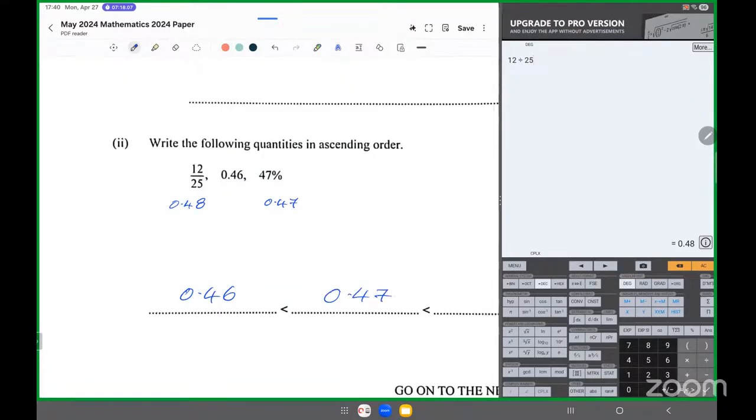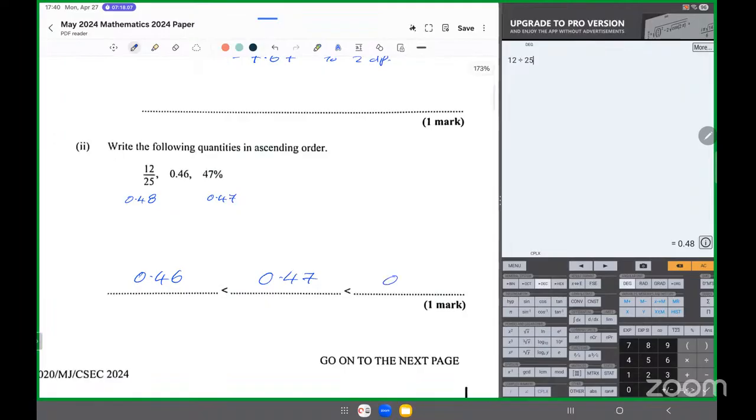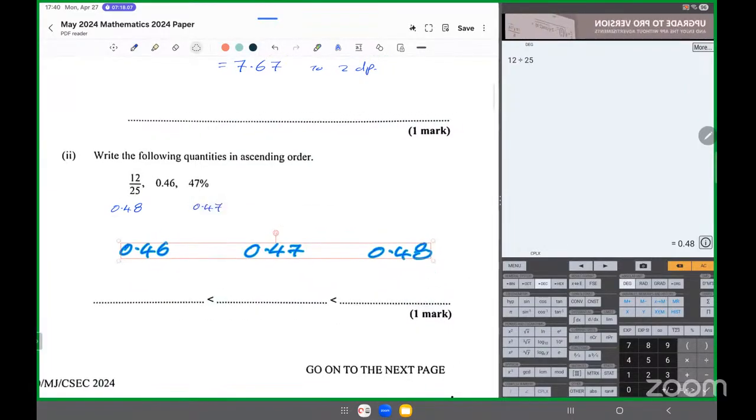Oh, but I want them back in the same thing. It's less than 0.48. They don't want us to put these. So I'm going to put the actual thing that they gave us. Let me split this out and put the actual thing that they gave us. That will be the order.